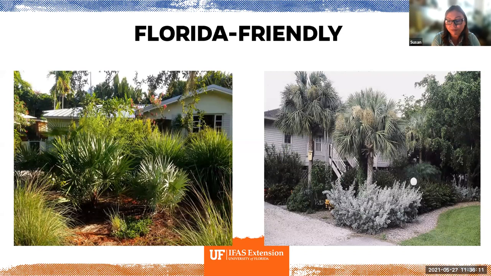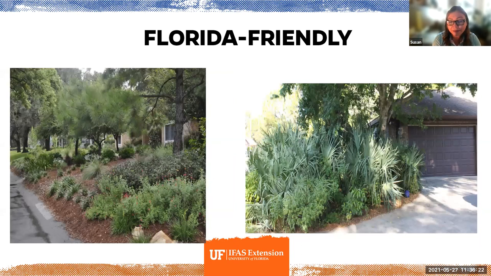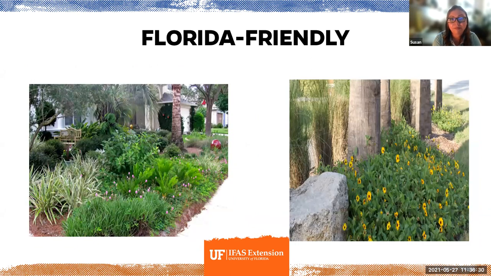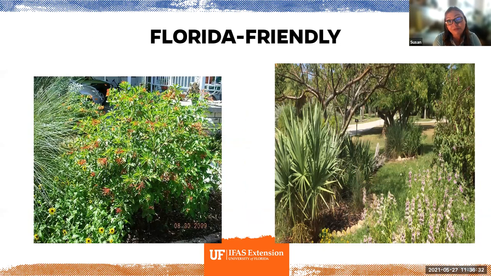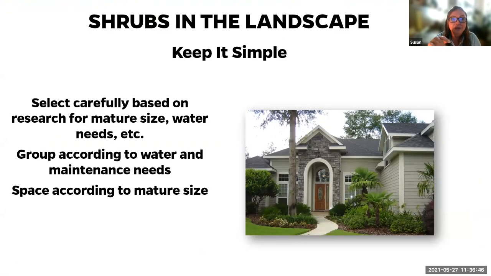Here are some examples of landscapes that are Florida-friendly. As you can see, it's definitely not a manicured look. It can be tidy, but it's not formal and it's not manicured. And you can see there's a lot of diversity of species. And you can still have a lot of color. These are all native plants here, and there's a lot of color and a lot of interest, a lot of different textures.